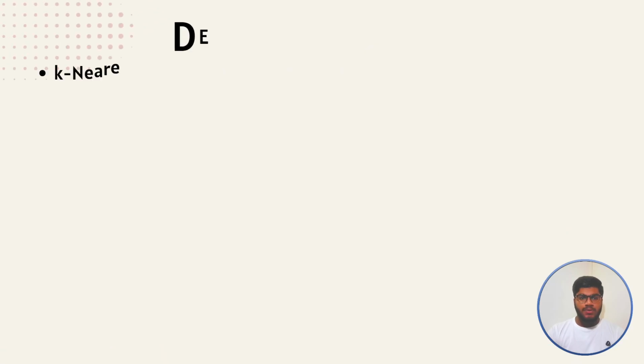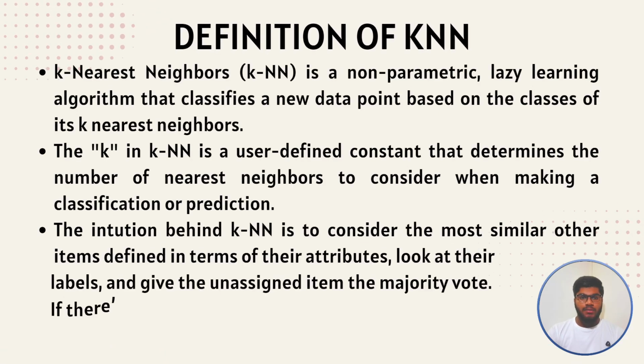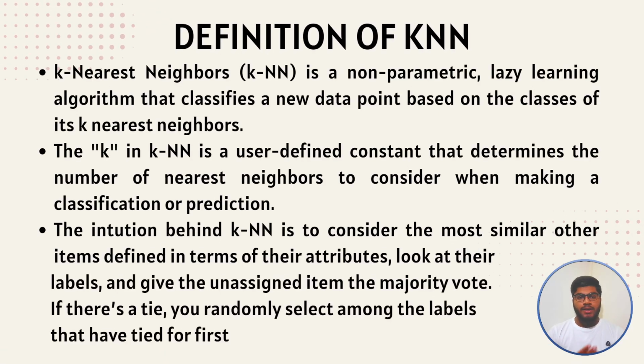Now let us discuss the definition of the KNN. The nearest neighbors algorithm is a non-parametric and lazy learning algorithm that classifies a new data point based on the classes of its k nearest neighbors. The value k in KNN is a user-defined constant that determines the number of nearest neighbors to be considered when making the classification or the prediction.